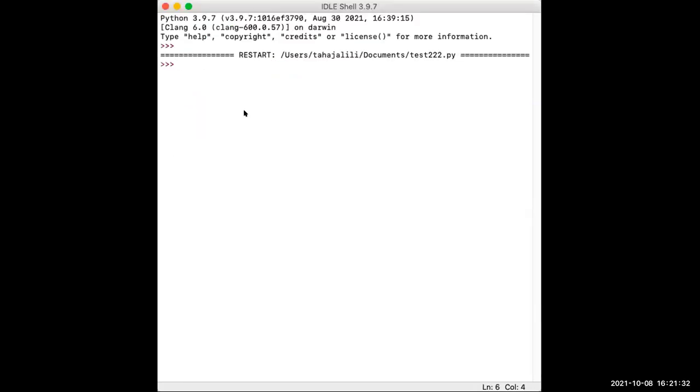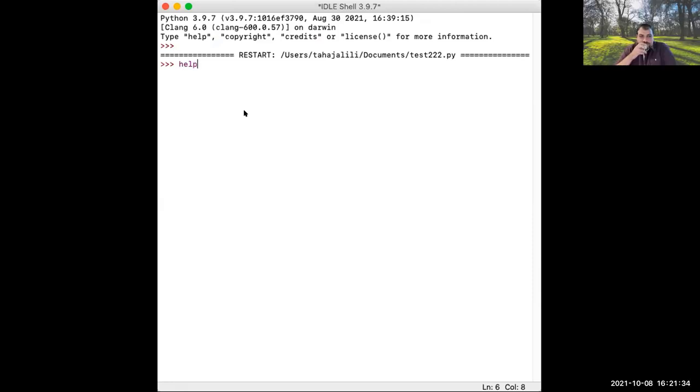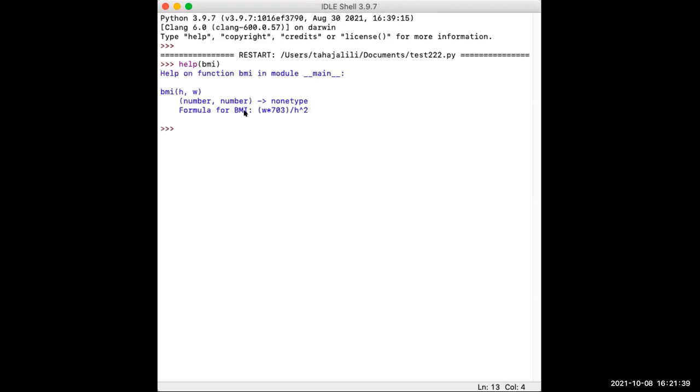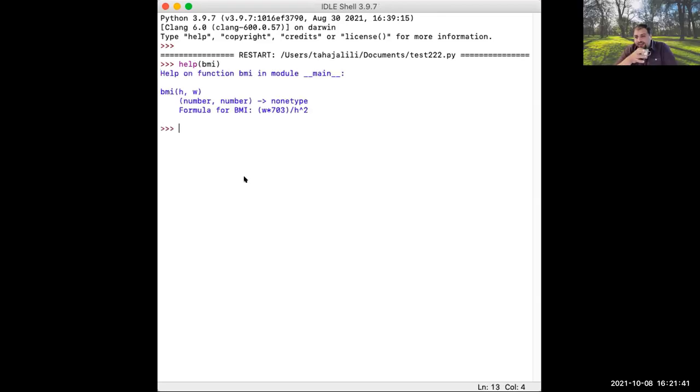Now, before that, please type help and the name of the function that you defined. It is BMI. So that's exactly, guys, why we need docstring. Look, he implemented the function in a way that anybody else can understand it. Okay? Now, let's try some of the calls, okay? BMI, and I'm going to give you the calls. Let's take a look at a call that is closer to what we have.